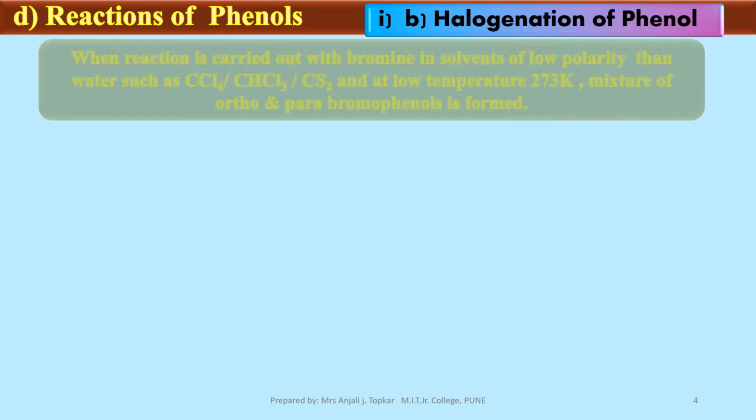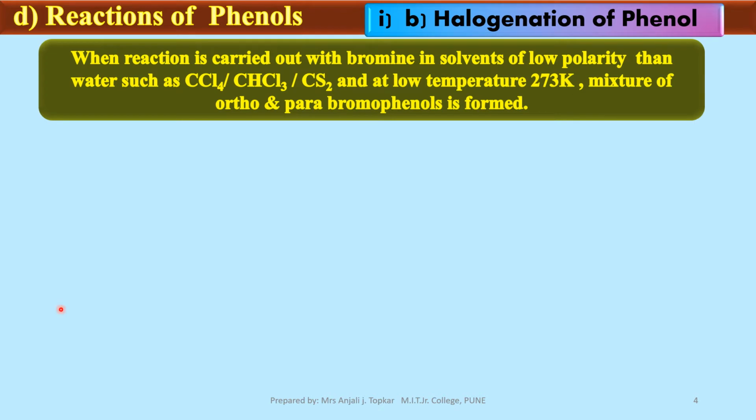When reaction is carried out with bromine in solvents of low polarity such as carbon tetrachloride, chloroform or carbon disulfide, and at a low temperature, that is 273 Kelvin, a mixture of ortho and parabromophenol is formed.